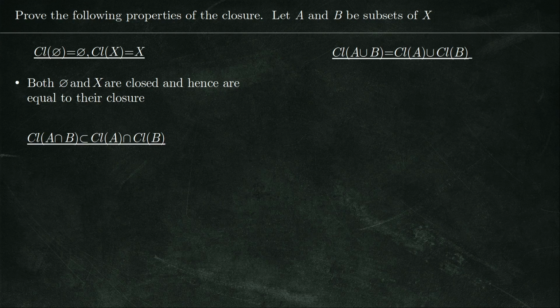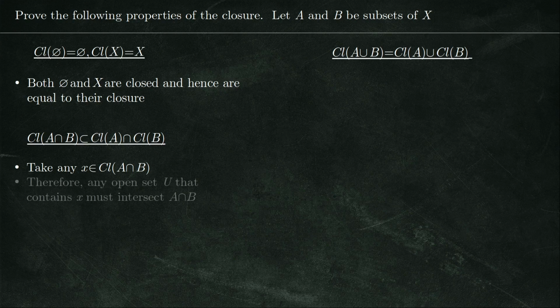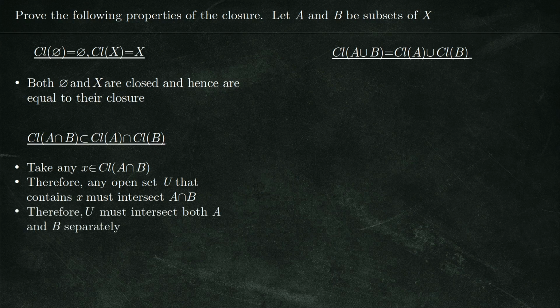Okay. All right, let's have a look at the closure of A intersect B. Well, let's take any X in the closure of A intersect B. Any open set containing X must intersect A and B. Therefore, it must intersect both A and B on their own. If it intersects the intersection, then it intersects both A and B separately. And therefore, X is in the closure of A, because every open set containing X intersects A, and similarly for the closure of B.